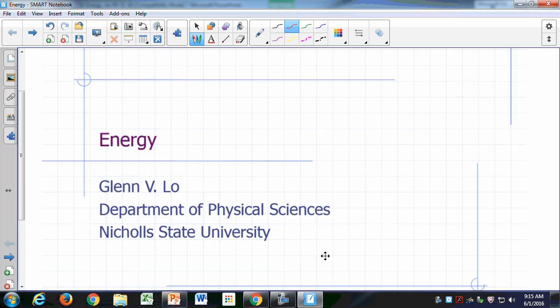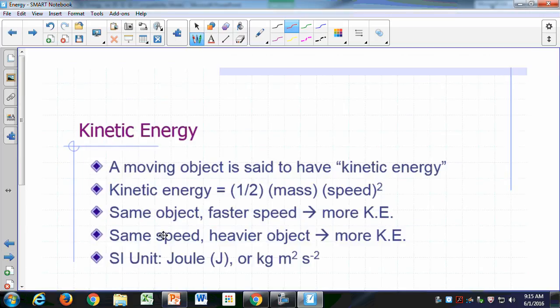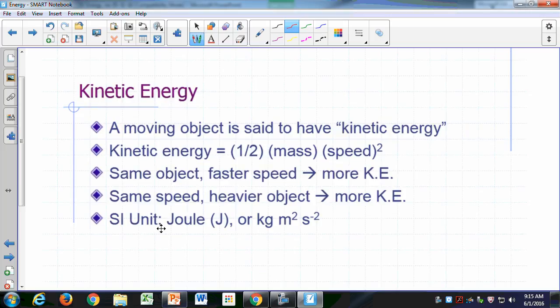Okay, so in this lesson we are going to talk about energy. Energy is essential to understanding chemistry. So, what is energy? First of all, let's define something easy.